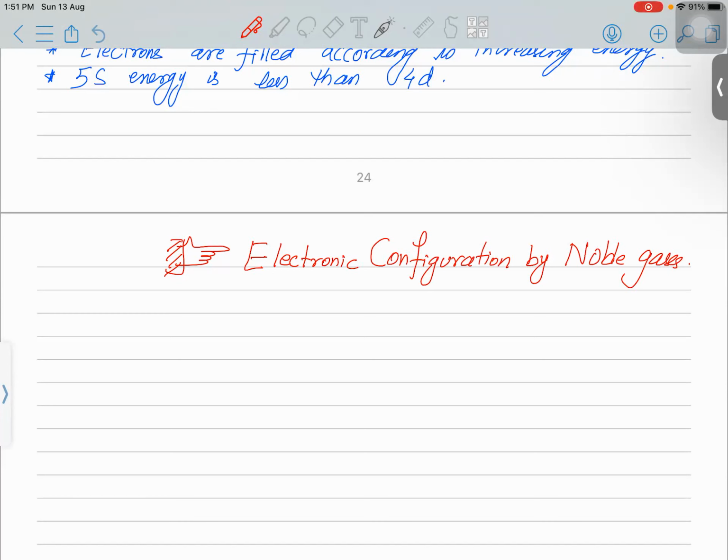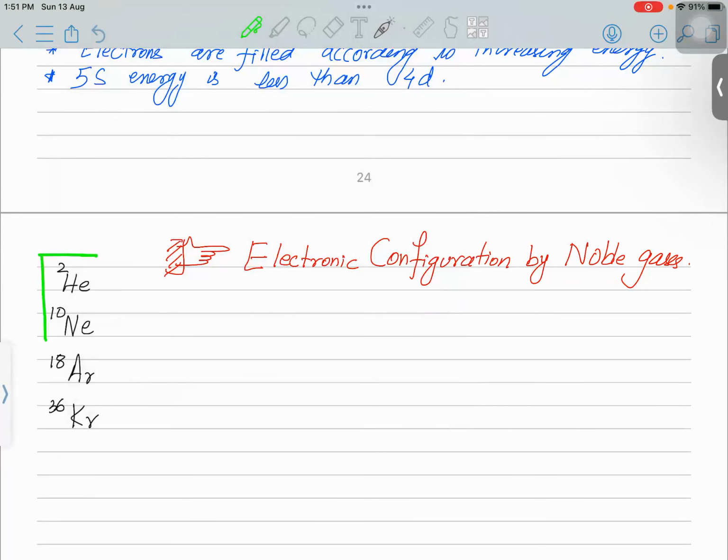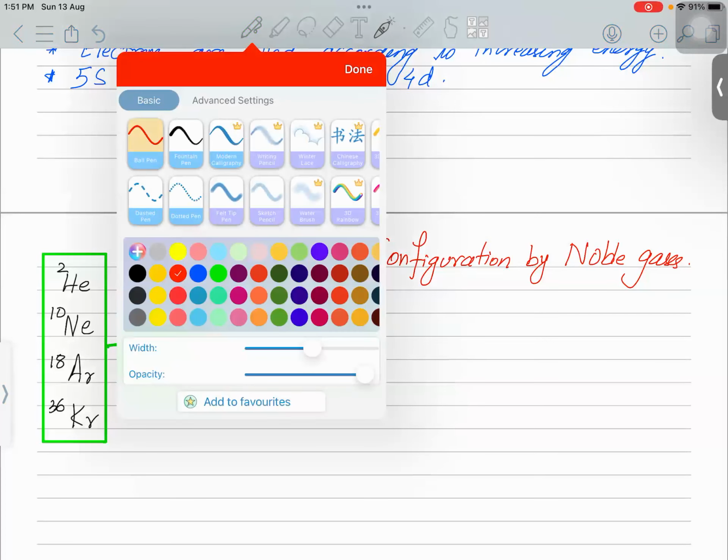Now, you know that the noble gases are helium, neon, argon, and krypton. These gases are noble gases. Now, electronic configuration with respect to noble gases.